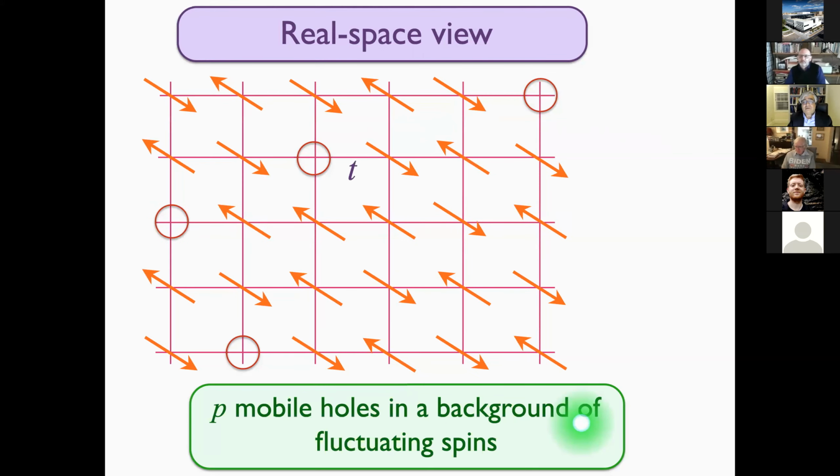The arrows are fermions. They're moving around. So what can happen is that this fermion can hop from here to there, and then these two spins can exchange. And so the holes are moving around, the spins exchange, and you want to sum over all of these. You imagine doing a path integral over these.